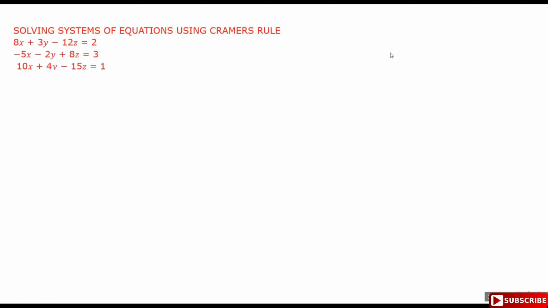This equation using Cramer's rule. Cramer's rule is probably the easiest way of solving systems for their unknown, because what you do is utilize the principles of determinants.